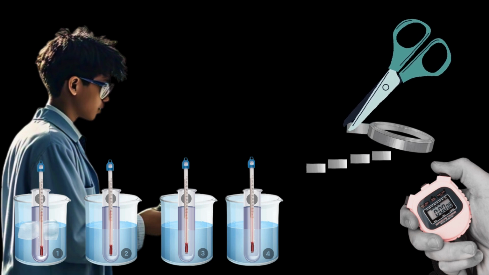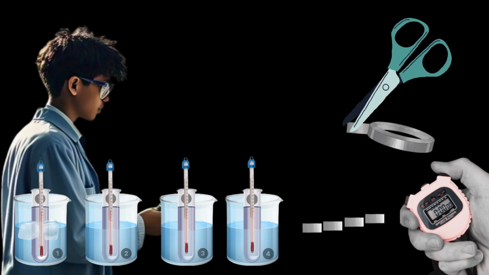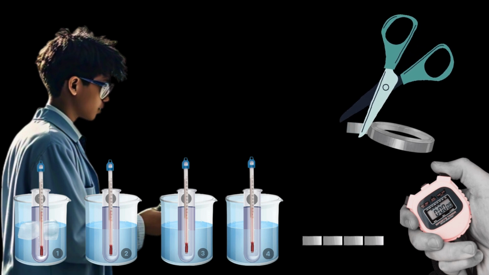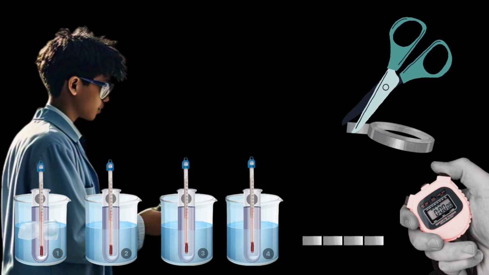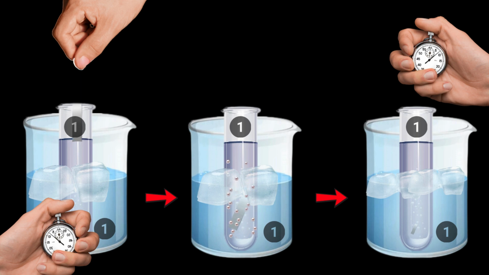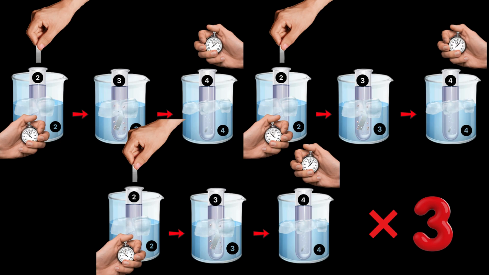Next, the magnesium ribbon was cut into 1 centimeter pieces to ensure consistency. A stopwatch was prepared to measure the reaction time. The experiment was conducted as follows. A piece of magnesium ribbon was added to test tube 1, which contains cold acid, and the stopwatch was started simultaneously. The bubbling caused by hydrogen gas production was observed. When bubbling ceased, indicating the reaction had completed, the time was recorded. This process was repeated for test tubes 2, 3, and 4, each containing acid at different temperatures.